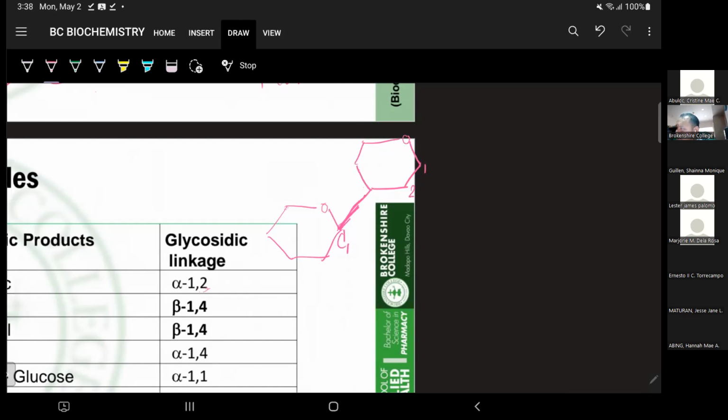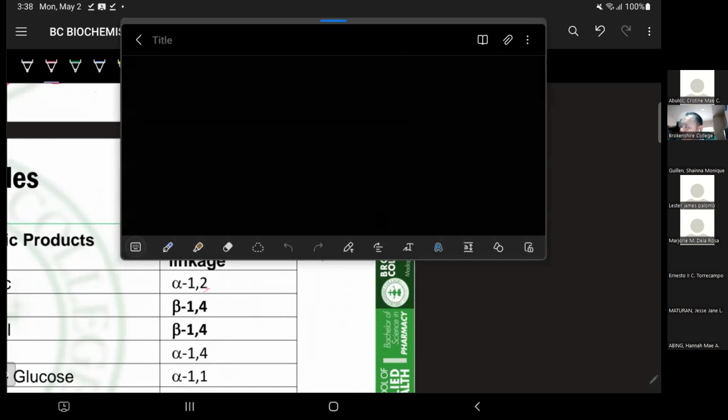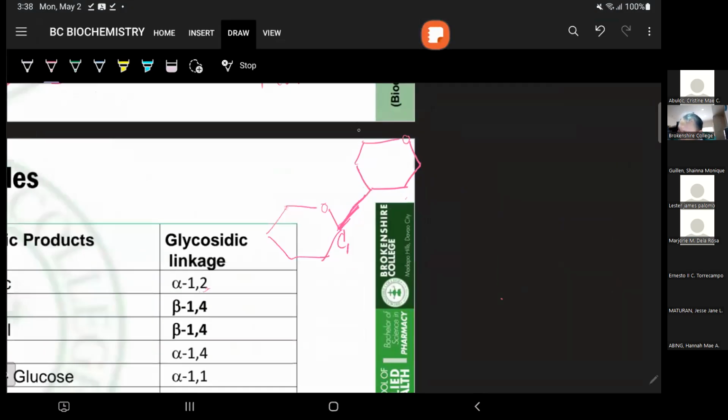The counting is not there. The counting is, there is one carbon, 1, 2, 3, 4. That is how the counting goes. This is your beta 1,4.